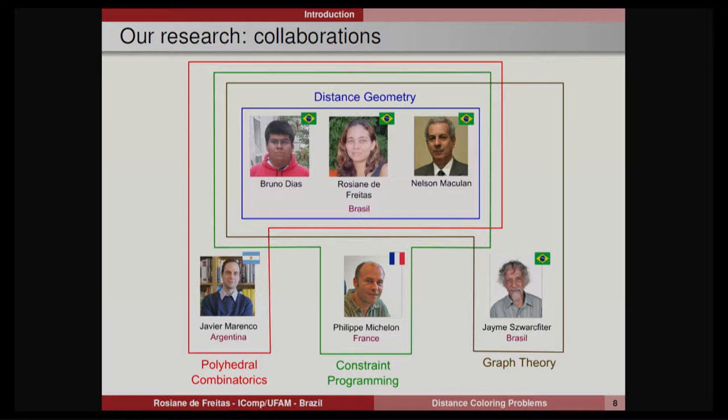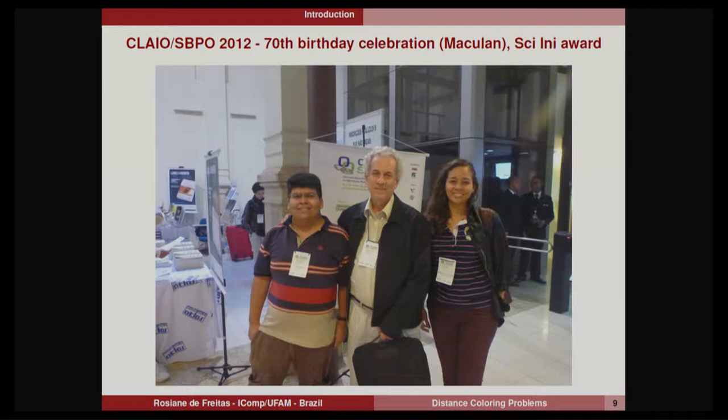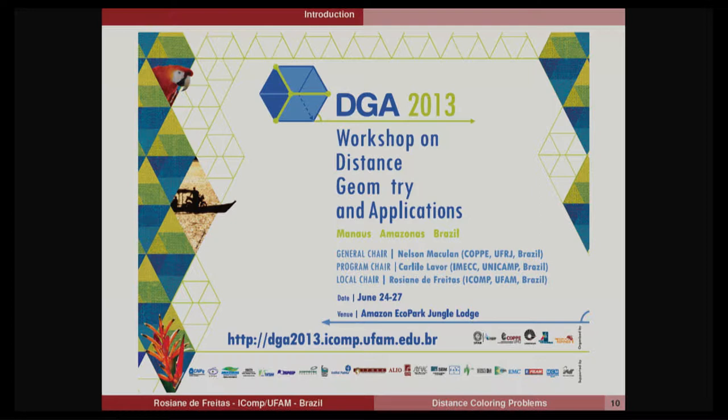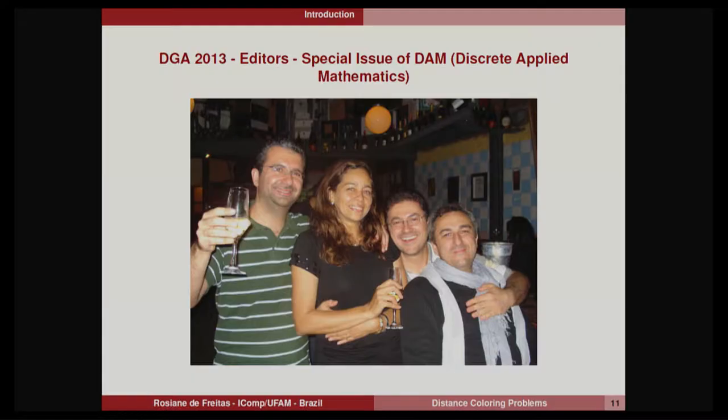This is my student, and here we were at a Latin American conference on operational research when we celebrated the 70 years of Maculan. In the following year, we organized the first DGA. This is the banner, and this is the address, the link. If you want, Maculan was the general chair, Carlile was the program chair, and I myself, the local chair. And here is one of the moments that the DG group convinced me to organize this workshop, because until this, I didn't know anything about distance geometry.